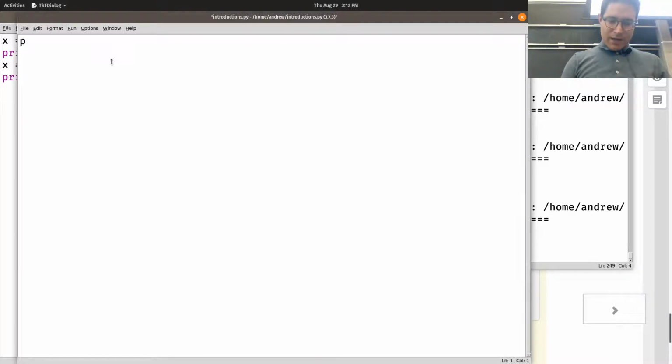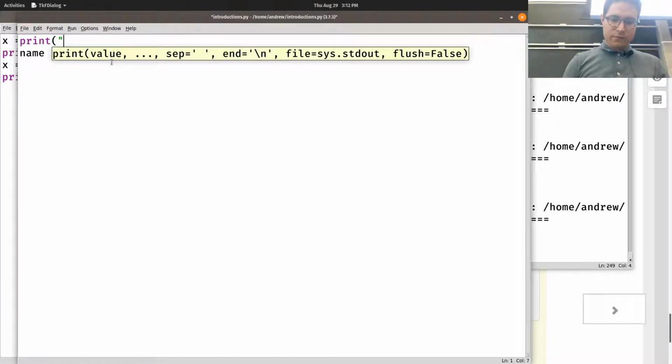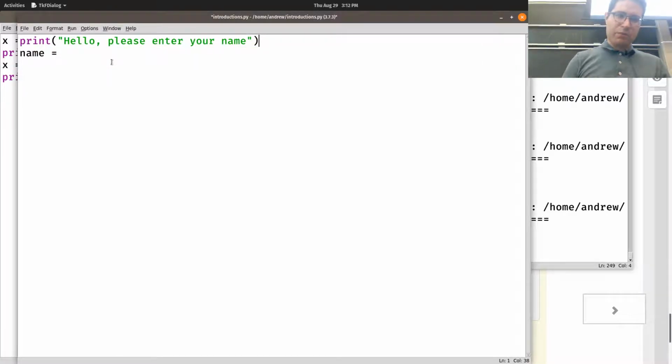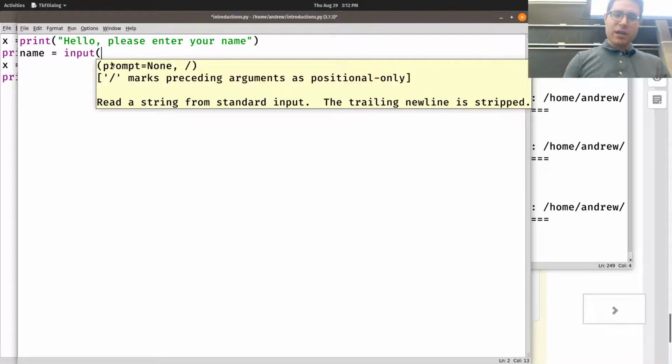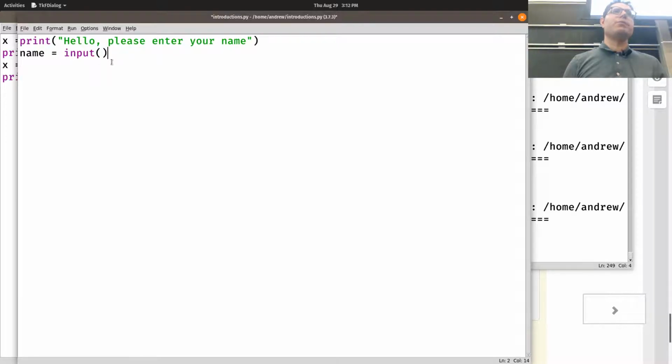Let's start with name is equal to, and let's say print, hello, please enter your name. So a basic program over here. Hello, please enter your name. And then we'll use the input function. What that will do is store the user's input into name. So this will get you the username.